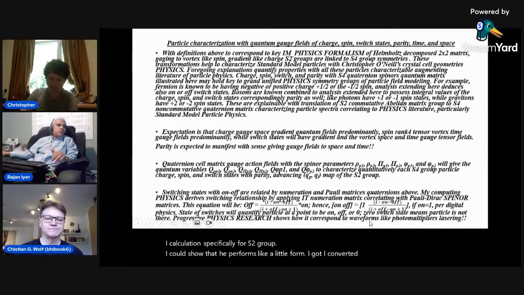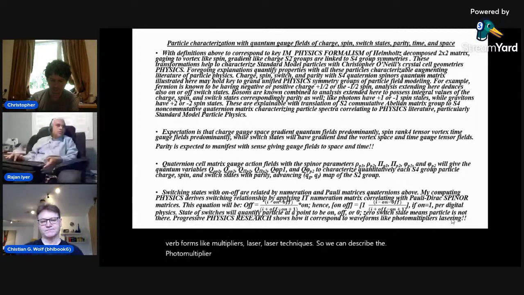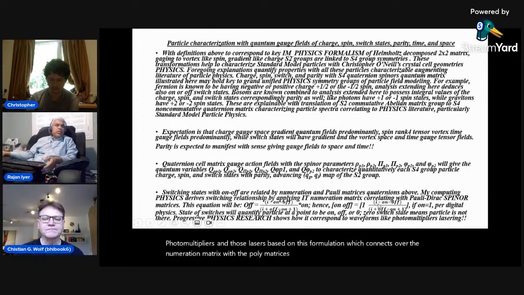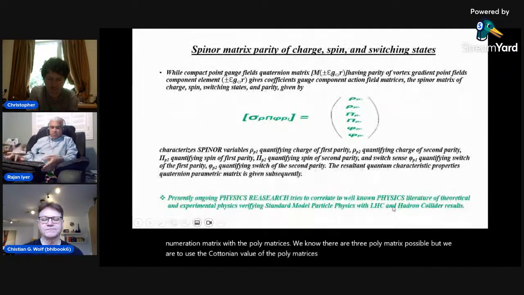I converted digital to analog by some technique, like photomultipliers and laser techniques. So we can describe the photomultipliers and also lasers based on this formulation, which connects the numeration matrix with the Pauli matrices. We know there are 3 Pauli matrices possible, but we have to use the quaternion value of the Pauli matrices. That's about what I want to say.